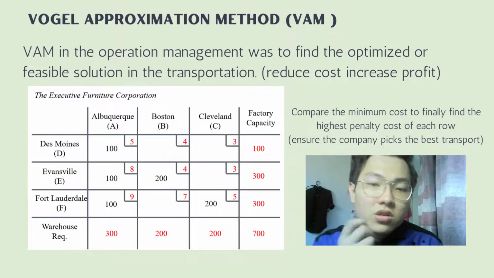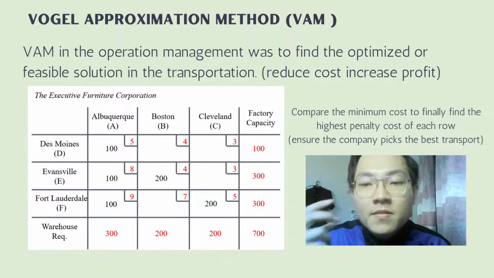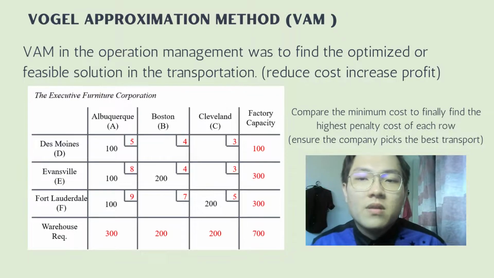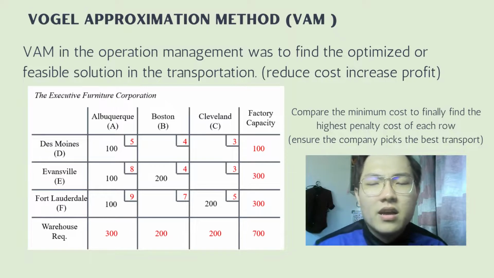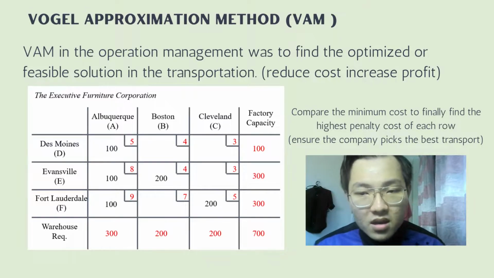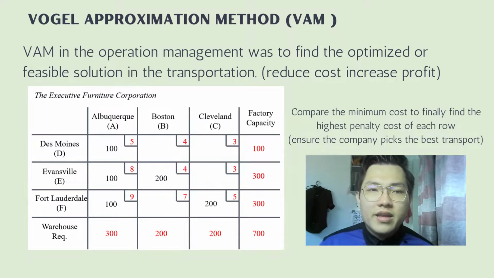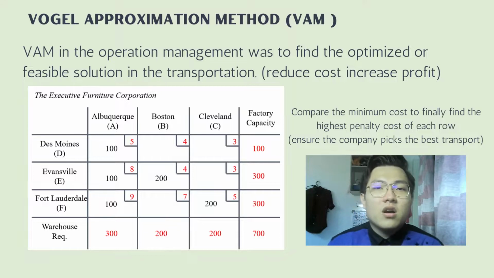Because let's say if CD is the highest penalty cost and the company does not choose that way, the company might lose many costs, because the penalty cost is highest if we don't choose the CD as our transportation cost. And that's all from me.